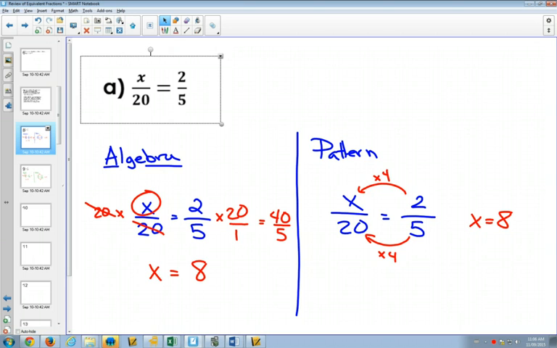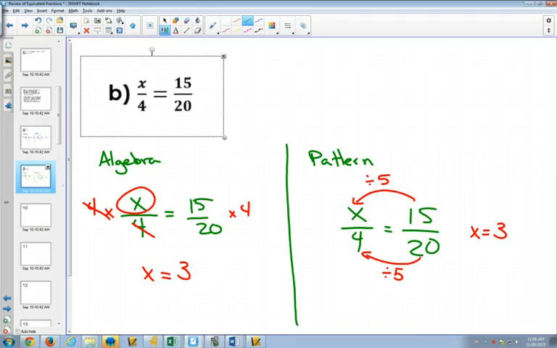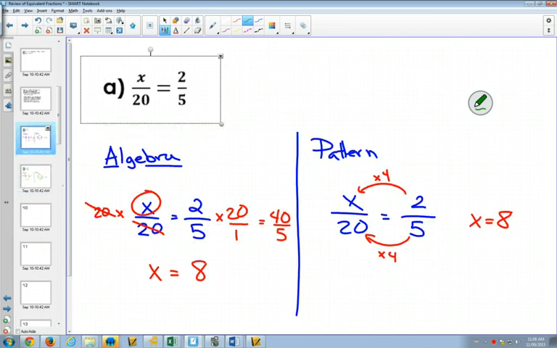And something in the pattern method, because when we did this first one, I drew the arrow this way and we multiplied, and then in the second example, where we had 15 over 20 and x over 4, some people were asking, well, last time you multiplied, why did you divide this time? So something to notice in both of these with the pattern method is that I always drew an arrow to the x that I was solving for. So I wanted to find this x, so I drew my arrow this way to the x. And then I did the same direction here.